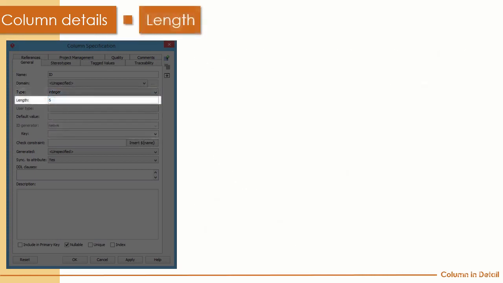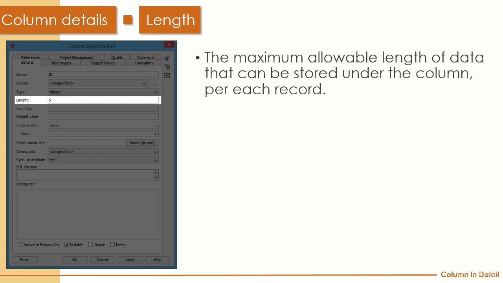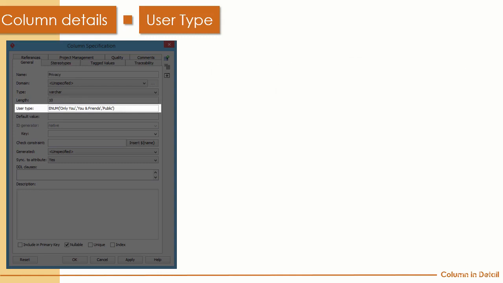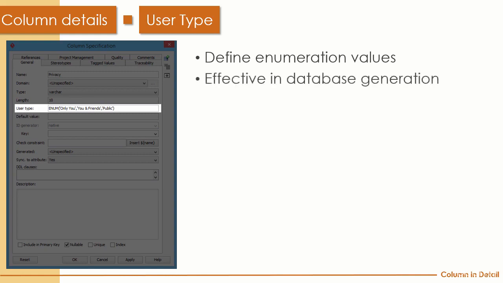And then you can configure the length. The length is about the maximum allowable data to store into that. If you're talking about the varchar, that means how many characters you can put into this column. The user type is for you to define your own types rather than using the database built-in data type. For example, you use the enum to build your own settings. And the user types are only effective when you generate the database.